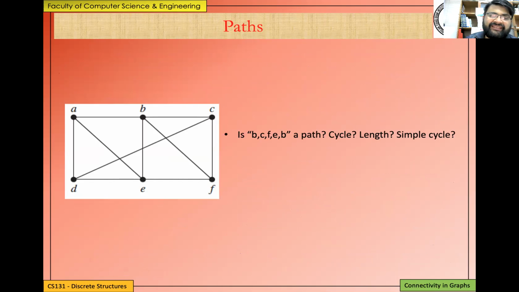So then let's come back to these questions that we discussed there, and I gave you quick answers. Is BCFEB a path? Well, BCFEB is a path for sure. Is it a cycle? Yes, it is a cycle because it starts and ends at the same point. What's the length of it? 1, 2, 3, and 4. 4 is the length. Is it a simple cycle? Well, yes, it is a simple cycle because no edge is being repeated in this.